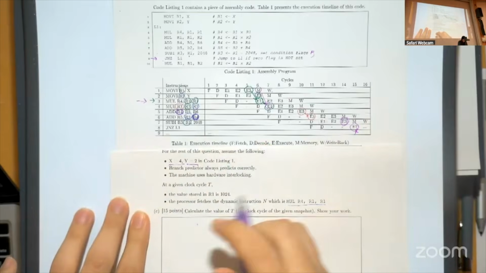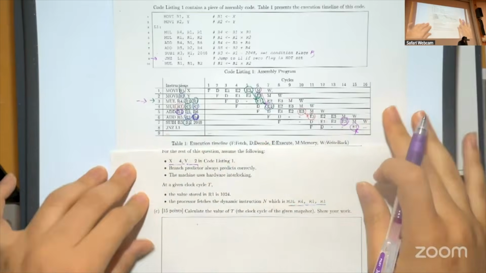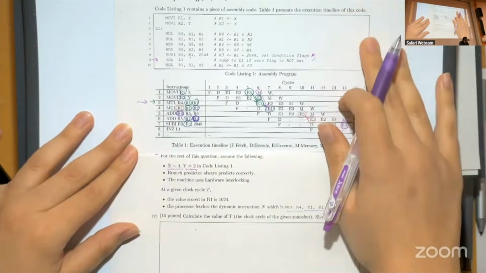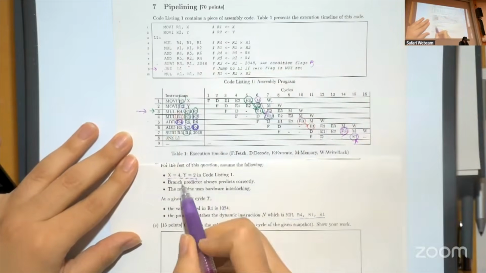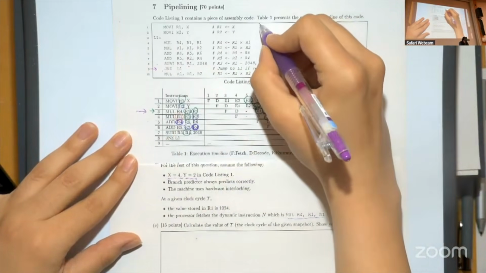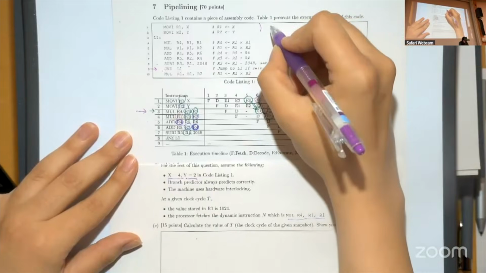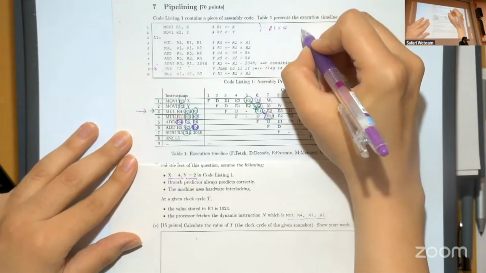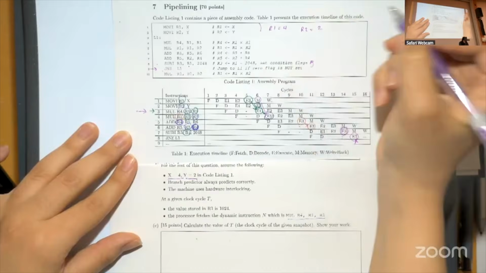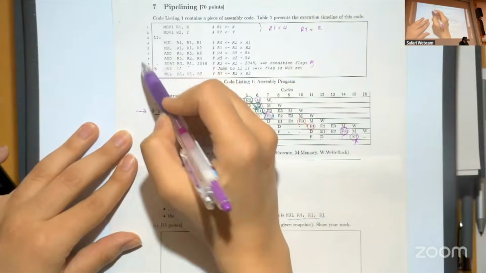So let's look at what this code does at this point. It starts with moving the values of x and y to R1 and R2. At this part, you can see it, right? R1 becomes 4, R2 becomes 2. And inside the loop, so this is like a loop.